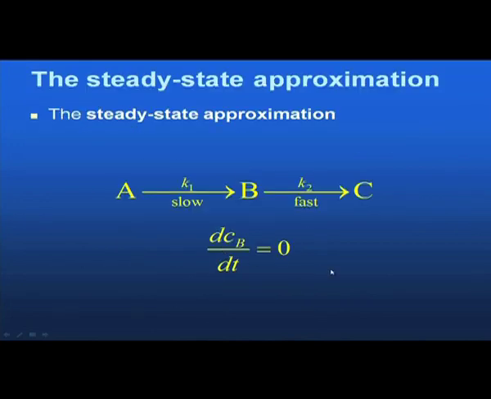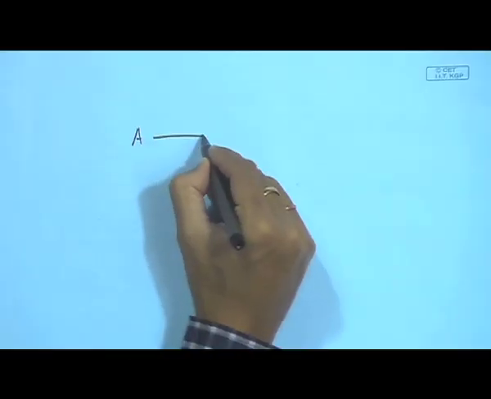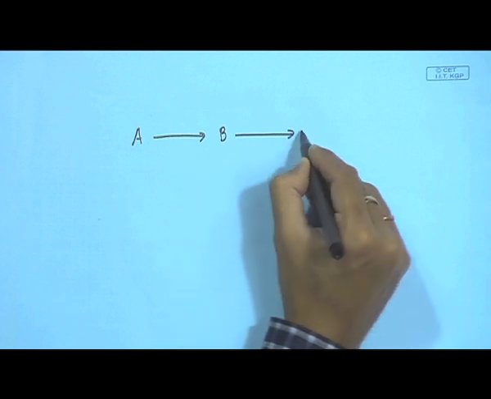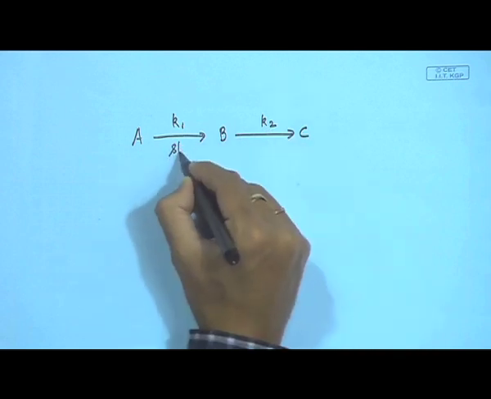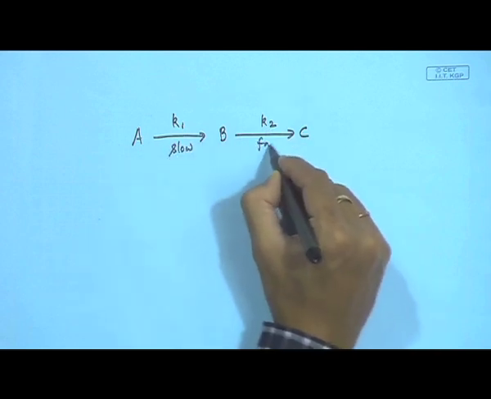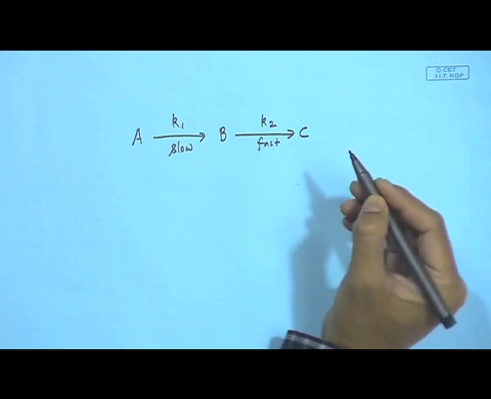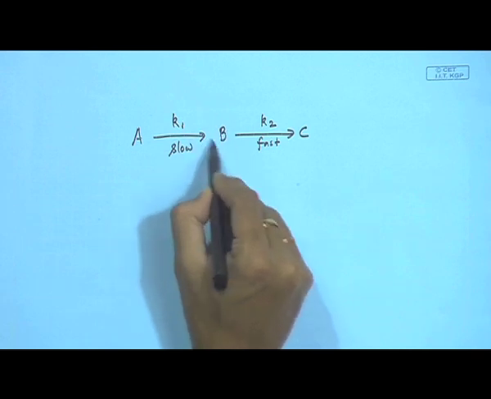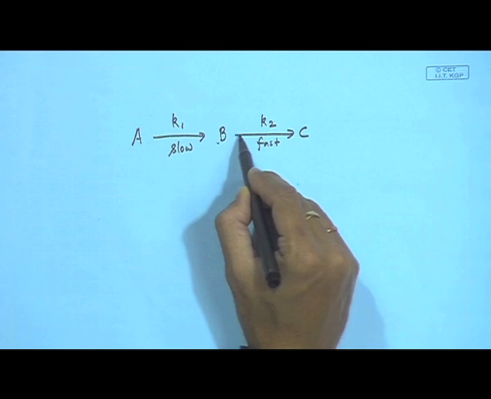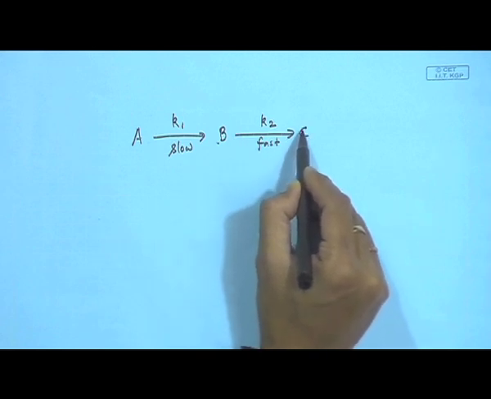Next, we will move on to the steady state approximation. What is meant by steady state approximation? Now, again consider a 2-step process, A to B to C, of which this is K1, this is K2, this is slow, the RDS, and this is fast. So, B is produced from this at a slower rate, and then it is depleted to give rise to C.